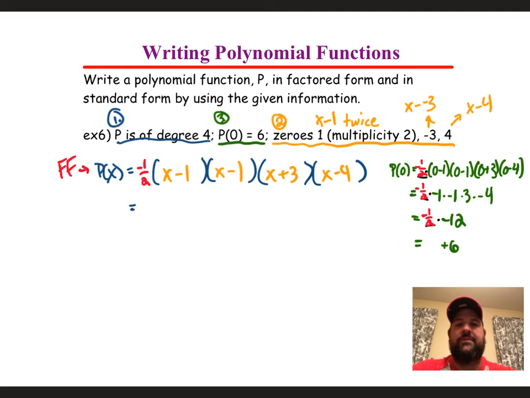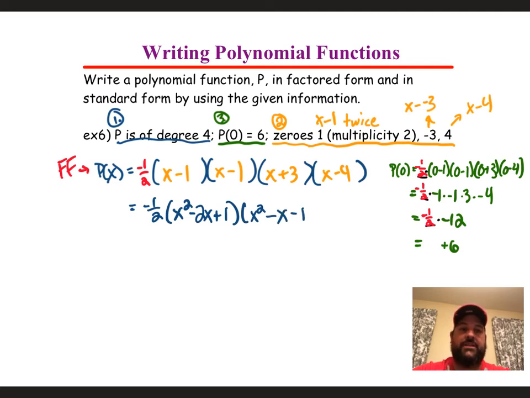So we're going to leave the -1/2 out here. And maybe you choose to take x minus 1 times x minus 1, make that x squared minus 2x plus 1. And then we can do the x plus 3 times the x minus 4. That becomes x squared minus x minus 12. But then I have to do a whole lot of multiplying here between these two trinomials. So I'm actually going to, again, save the -1/2 out in front. But let's go through here.